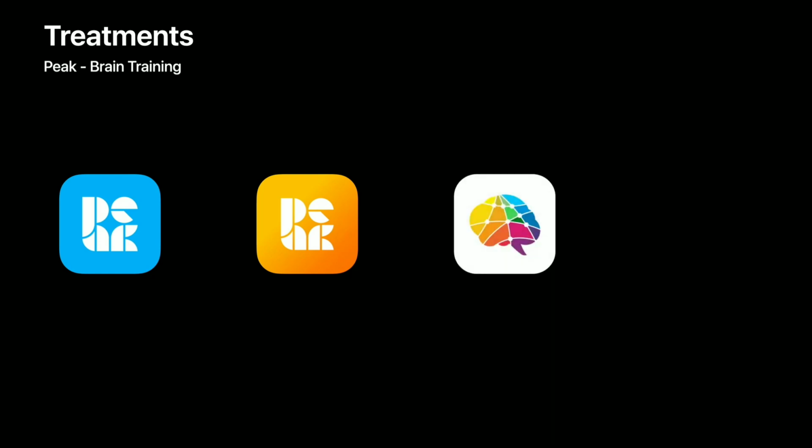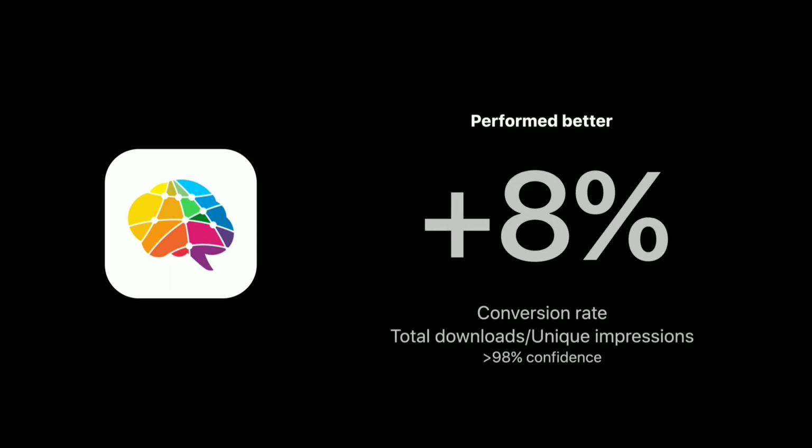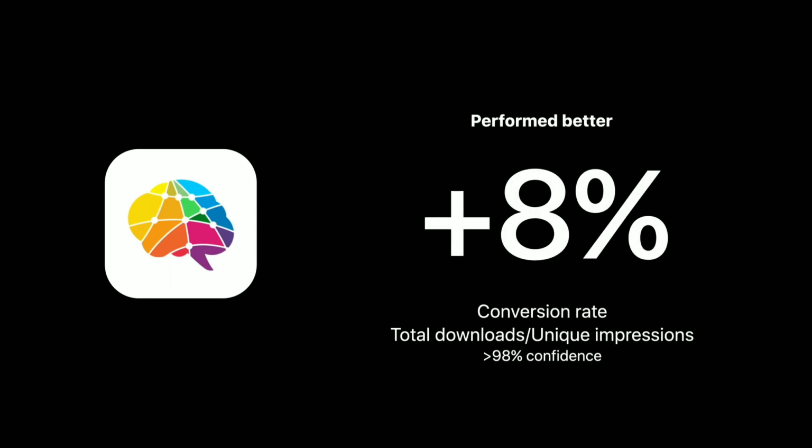Next, you see the icon treatment where the developer changed the background. Here, you see the icon treatment with the design of a brain. And here is the icon treatment with the robots. If you remember, this is the one the developer thought would convert best as per their hypothesis. And here are the results. The icon with the brain performed better than the control, with an 8% higher conversion rate and over 98% confidence.